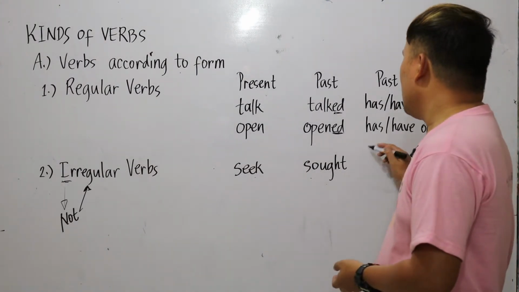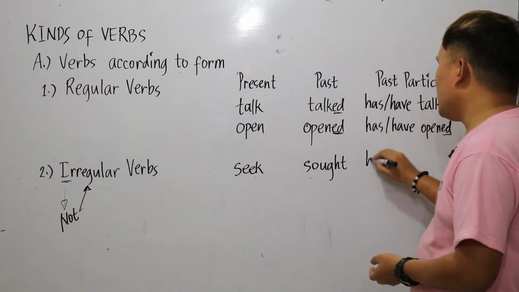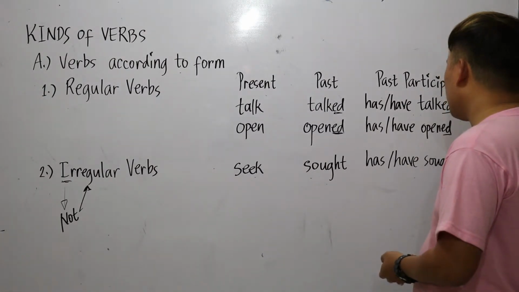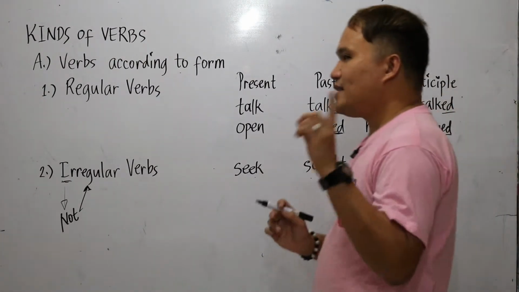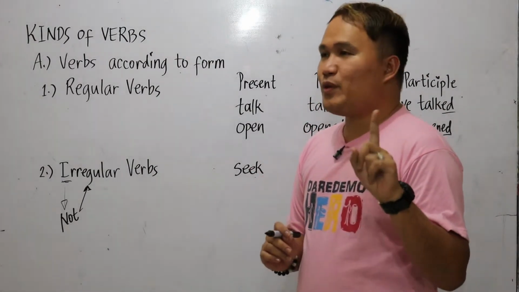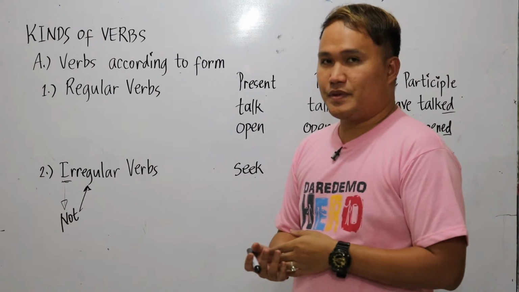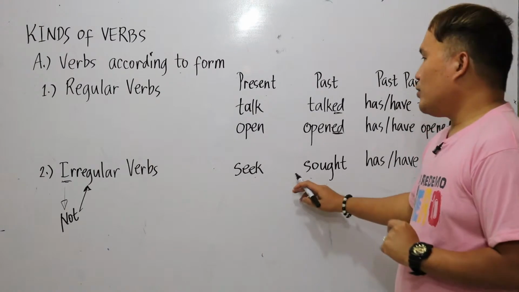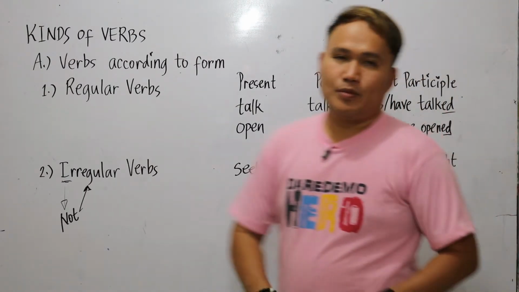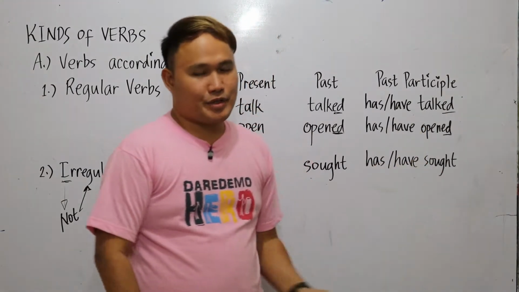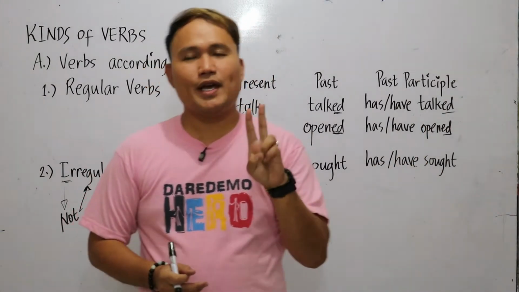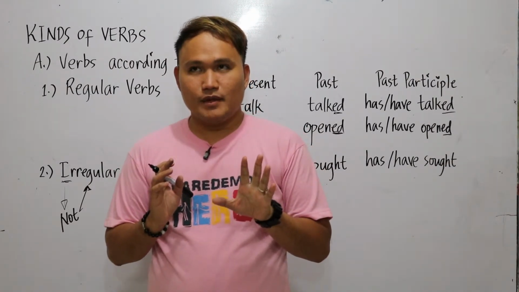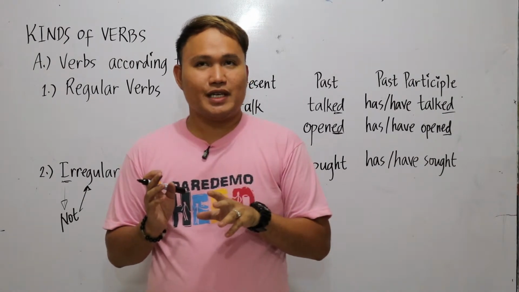Alright? Now for past participle, the same. Has or have, sought. Okay? That's one of the three ways of transforming irregular verbs from a simple or main verb. So we have from seek, it will become sought for past tense. It will become has or have sought for past participle form of the verb. Second way is the spelling will be changed, and usually it ends with en.